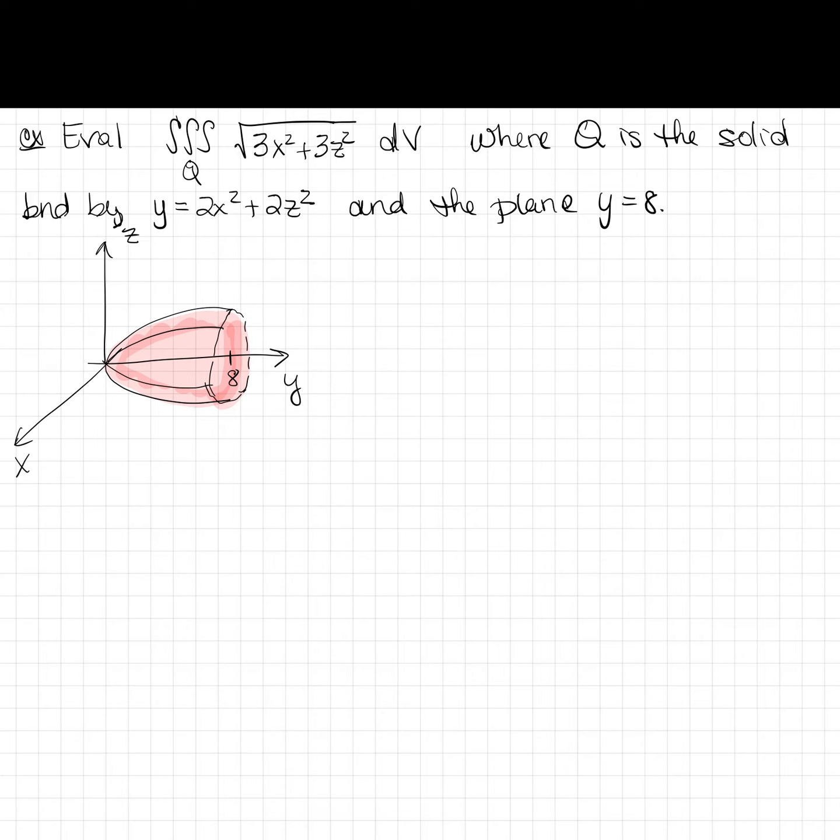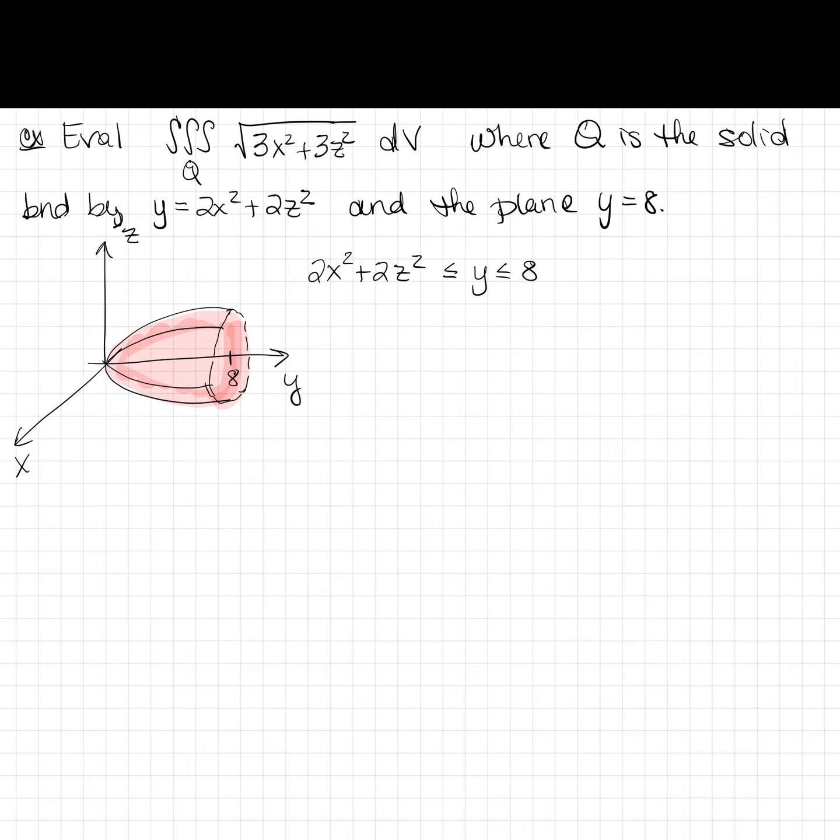Well, here it's natural to take my sort of 3D slices going this way now. And so my y values are going to start back here along the paraboloid and go to y equals 8. So I'm looking at bounds on y of 2x squared plus 2z squared less than or equal to y less than or equal to 8.